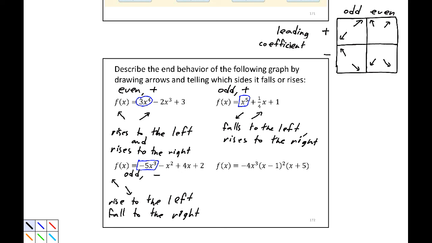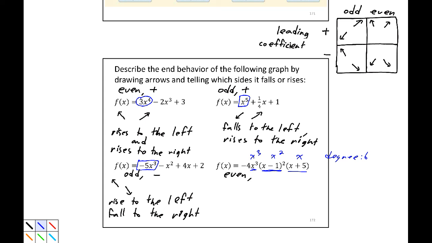And our last function, f of x equals negative 4x cubed, parentheses, x minus 1 parentheses squared, times parentheses x plus 5, close parentheses. This one is written in a different fashion, but we can deduce what the leading term would be by observing that this is an x cubed. This will be an x times an x, this is an x squared. So x cubed, x squared, and this last one would just have the highest exponent of an x. Adding those up, we get 6. So this is a degree 6, which is even.